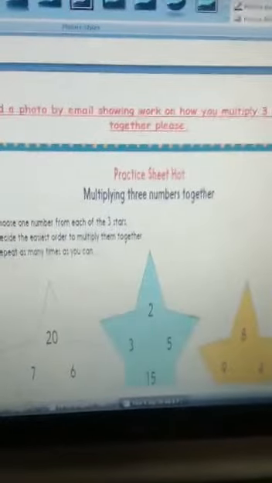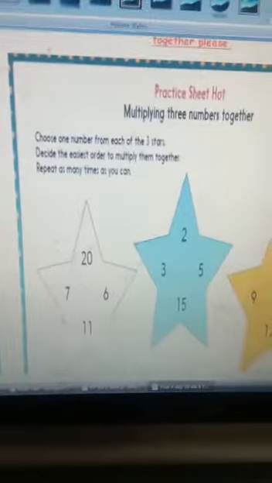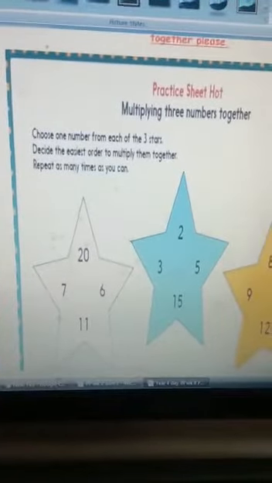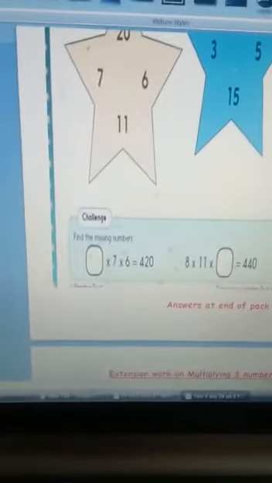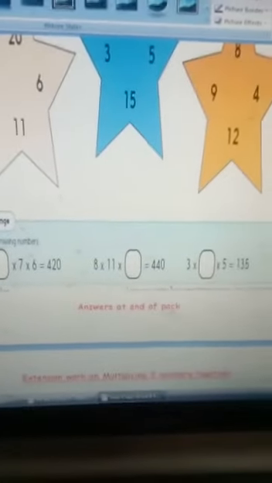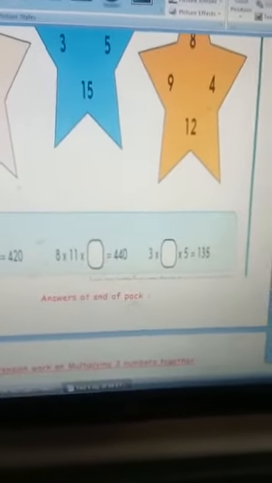Then for the hot sheet, we've got 3 stars. You choose one number from each star and then decide the easiest way to multiply them together and repeat as many times as you can. And then we've got a challenge where there is a missing number that makes the product of 420, 440 and 135.